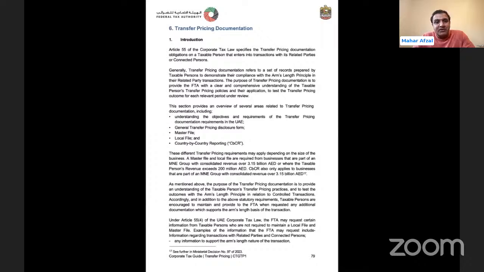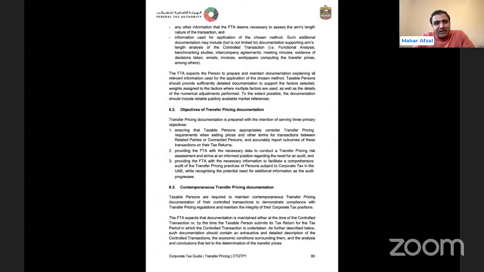This is a disclosure form. You can see here, this is a disclosure form. They need to submit on an annual basis. Master file, local file, CBCR reporting, wherever this is applicable, every entity needs to maintain the documentation as well. The core objective of transfer pricing documentation is to make sure that in case an audit is conducted by the FTA, the taxable person has sufficient evidence to justify the transfer price, the arm's length price. So this is the reason to maintain the documentation, and this documentation, as we discussed, is the form, master file, local file, and CBCR reporting.